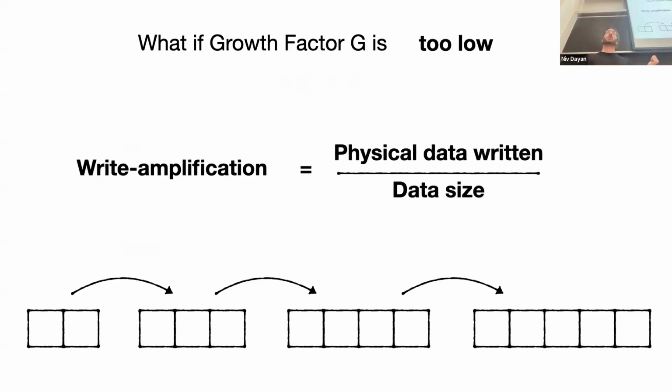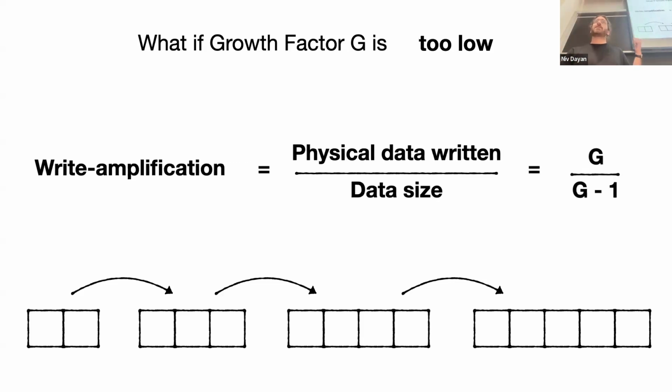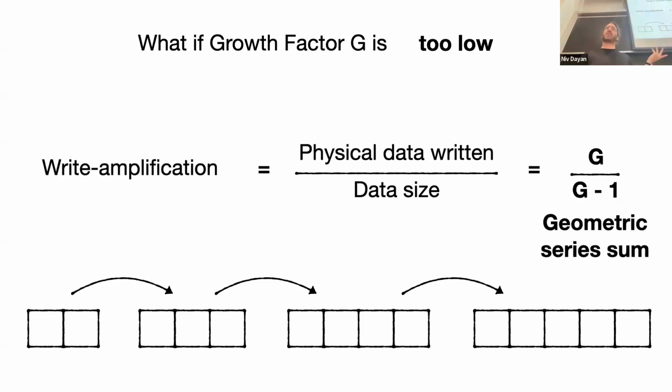Let me call that write amplification. Many of you will have seen that term as well. This is defined as the number of physical writes you're doing, basically the average number of times you're copying each data item, divided by the number of data items that you actually have. And in this case, for these arrays, this is the growth factor G divided by G minus 1. I'm not going to go into the derivation, but you derive it by just taking the sum of a geometric series. So you can reason about this yourself.